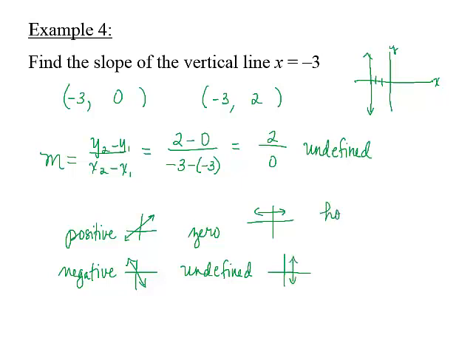So if you think about horizontal and 0, they both have O's, but undefined and vertical have U and V. I think about UV for that to help me remember undefined goes with vertical.